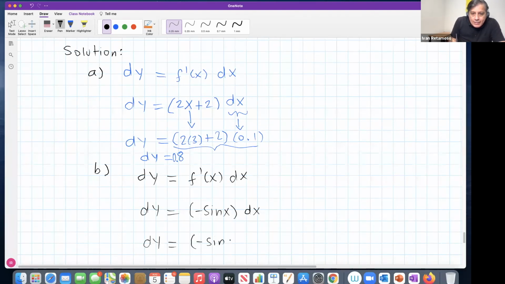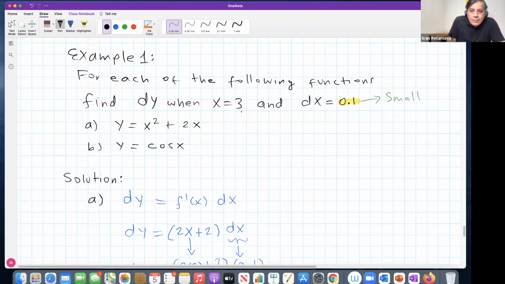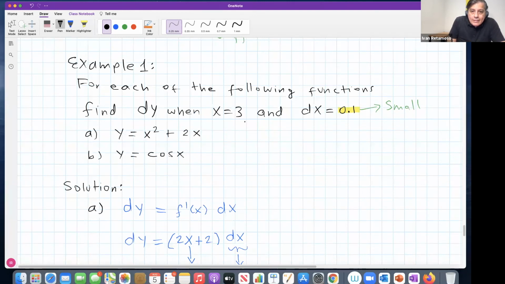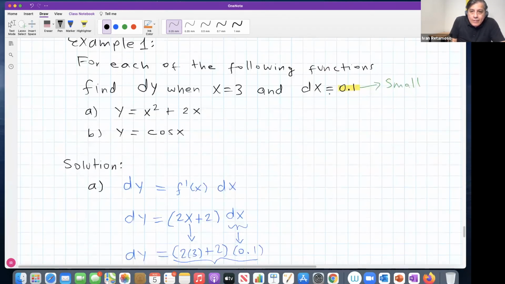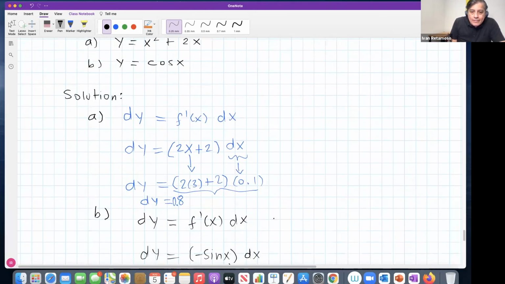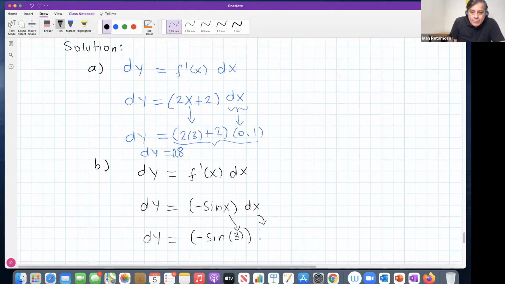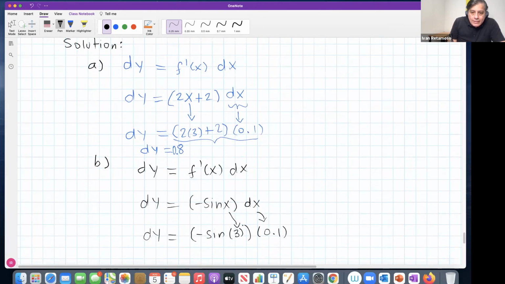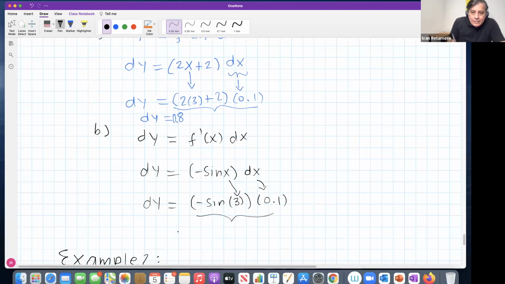But they are telling me that x, the base point, is just 3. Be careful here, guys. This 3 is 3 radians, right? Remember, in calculus, we work in radians. So this guy is 3 radians. Now, the differential is 0.1. So let's find out what is the differential of y when the differential of x is 0.1. Put this in the calculator, and that's all.